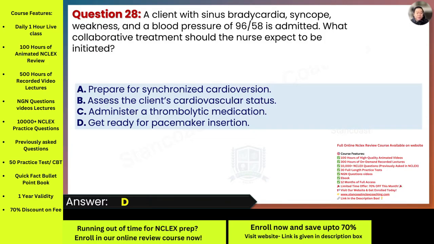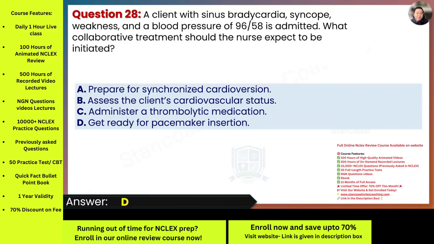And so the correct intervention has to be aimed at fixing the underlying issue of the heart rate being too slow. And that is why we have letter D. When the sinus bradycardia becomes symptomatic, and if it affects the client's hemodynamic status, a pacemaker is the most appropriate treatment. It steps in when the heart's natural pacemaker, which is the sinus node, is not functioning well enough.